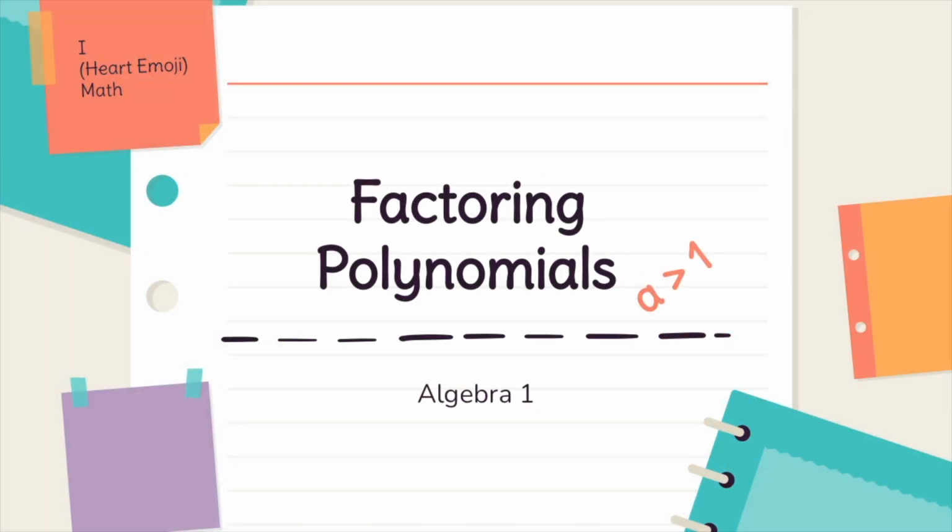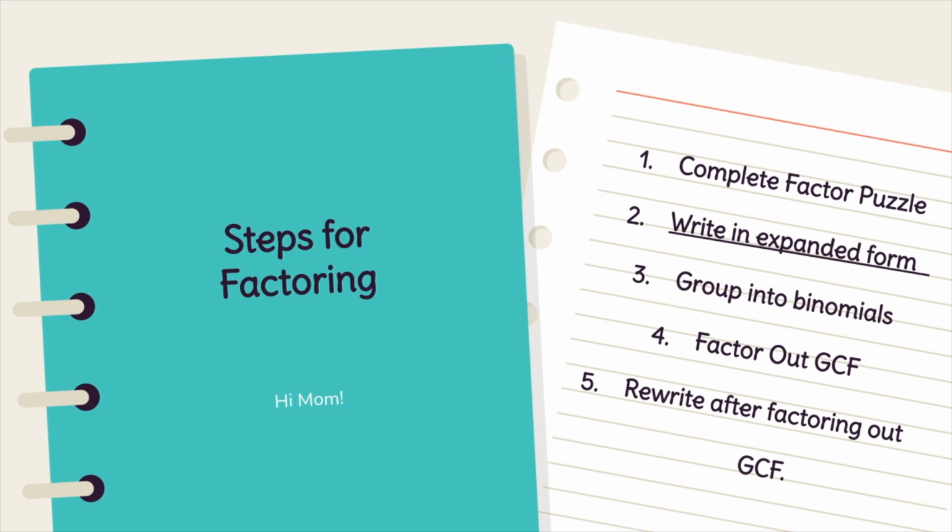Boy, it's the topic of all topics. We're talking about factoring polynomials where a is greater than 1. Let's review how we factor. Remember, we're going to complete a factor puzzle. We're going to write an expanded form, and again, that is the most important thing that we can do, hence the underlining. Then we're going to group into binomials, factor out any greatest common factor, and rewrite after we factor out that GCF. Now let's take a look at example A.